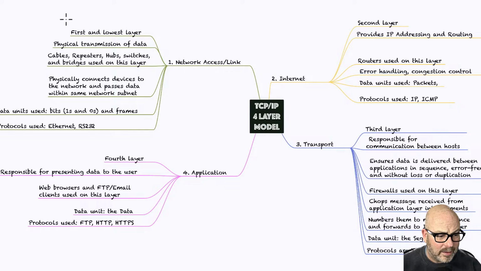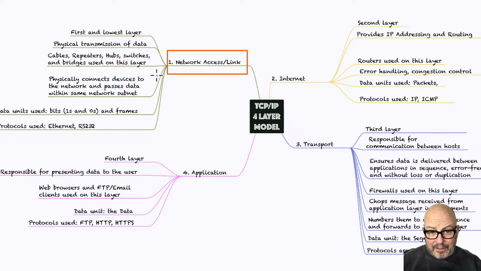Let's start with this one over here, the network access layer. Now, this is the first and lowest layer, and this is literally only dealing with the physical transmission of data. So we're talking about cables. So how data's moved through cables. This is this particular protocol. So cables, repeaters, hubs, switches.